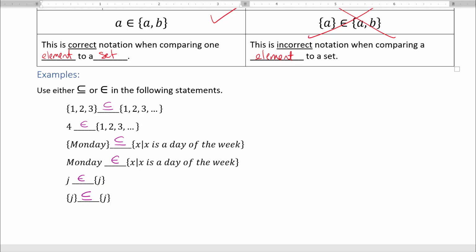Okay, I hope that helps, and this concludes our lesson on subsets.